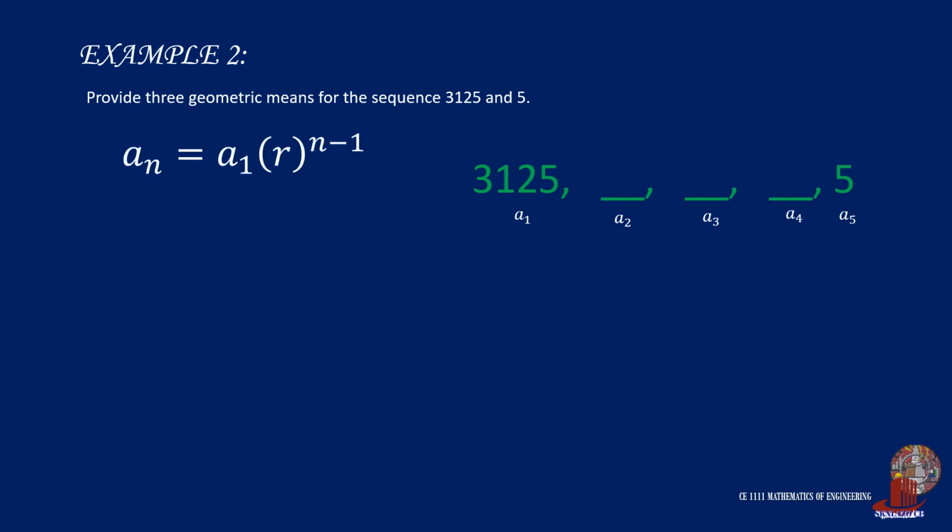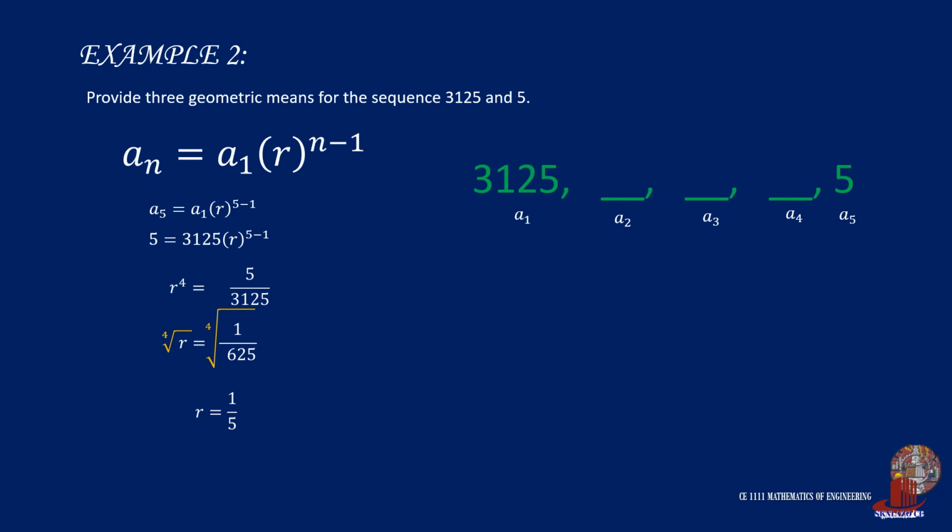From the explicit formula, we can equate a sub 5 with a sub 1 times r raised to 5 less 1. And plugging the given from the statement, we have 5 is equal to 3125 times r raised to 5 minus 1. Place constants together and simplify the exponent to get r raised to the 4th power is equal to 5 all over 3125, or that is 1 all over 625. We can solve the value of r by taking the 4th root of the equation, resulting to r equal to 1 all over 5.